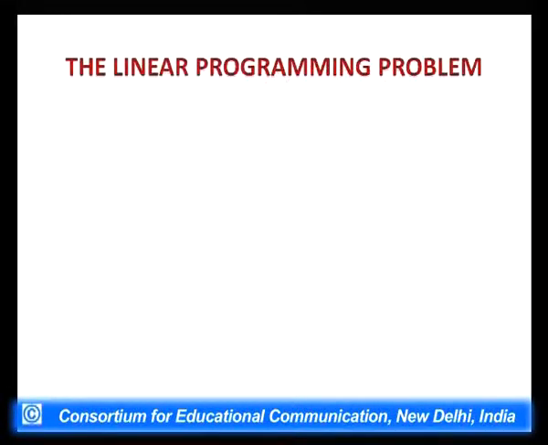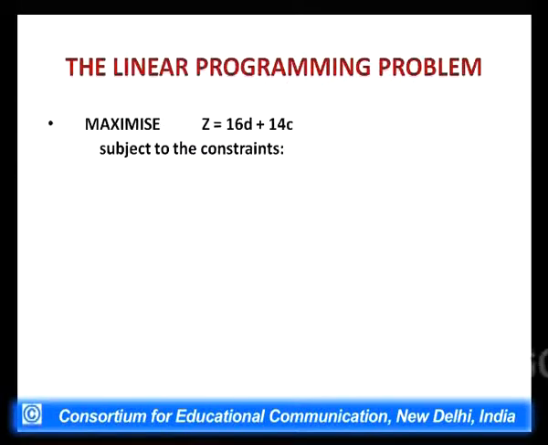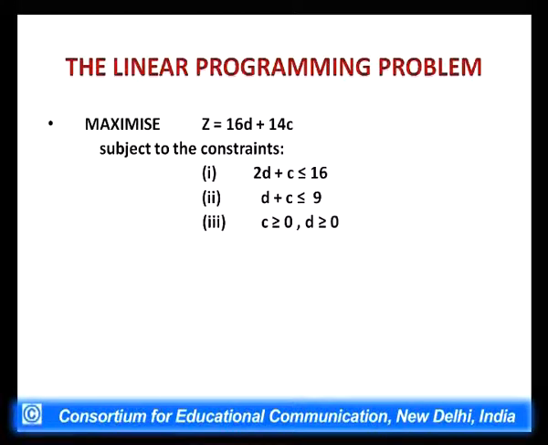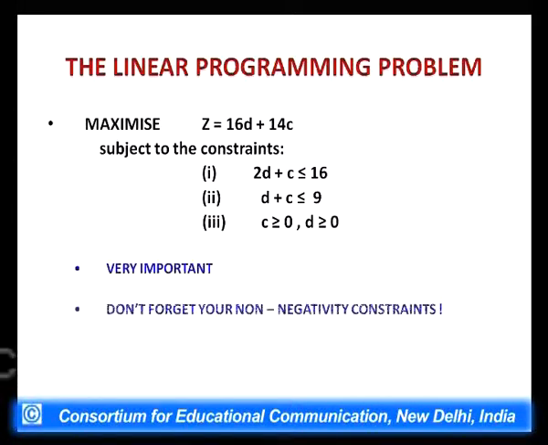So the linear programming problem: maximize Z is equal to 16D plus 14C subject to the constraints 2D plus C less than equal to 16, and D plus C again less than equal to 9. These two are capacity constraints, and for non-negativity, C and D both are greater than equal to 0. This is very important, one should not forget. So don't forget your non-negativity constraints.